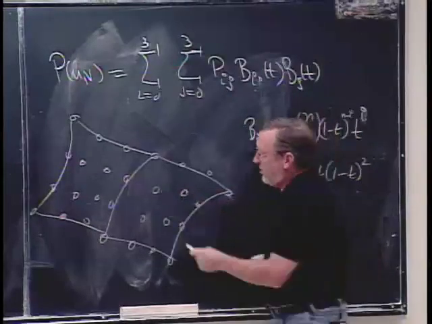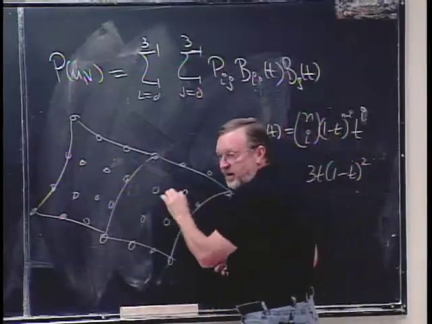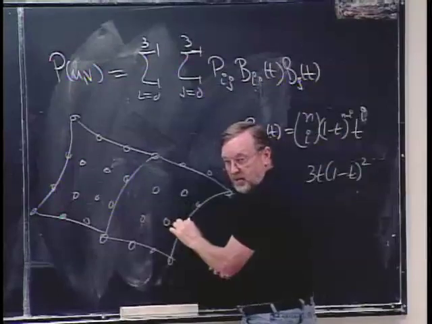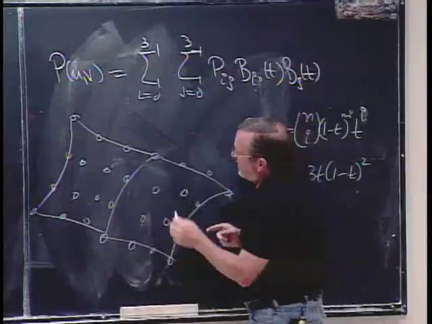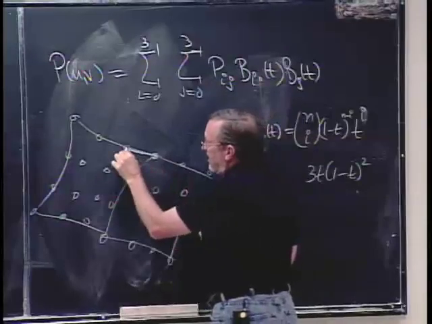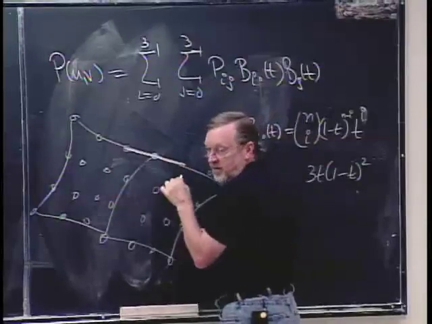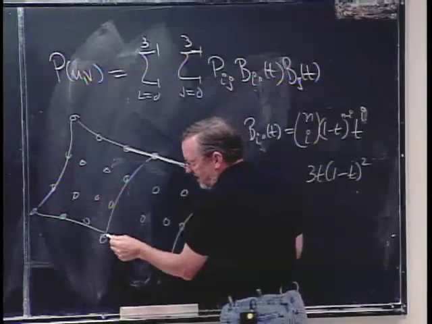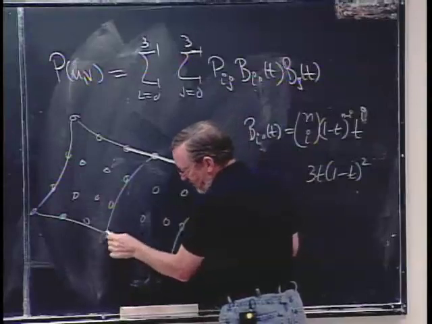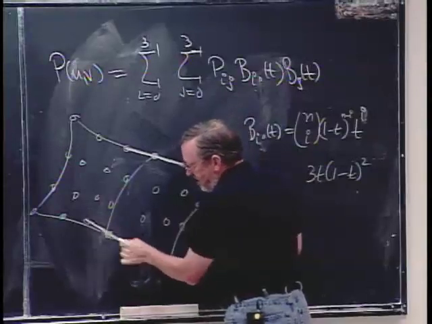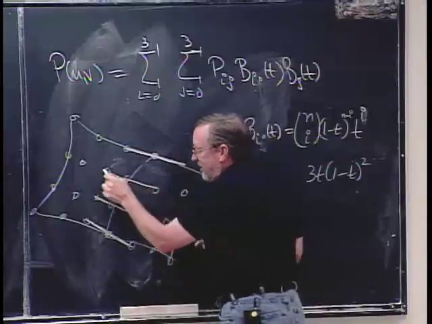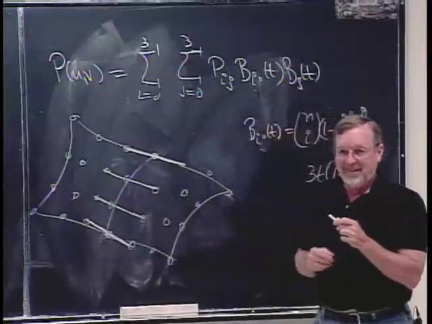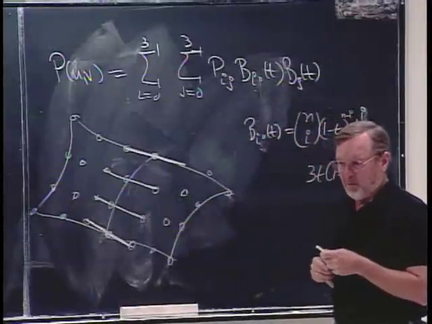But if I want to make sure that this thing is smooth going over here, that I don't get a seam or a cusp, I have to make sure that every single one of these things, that these guys are all collinear. I also have to make sure that these folks are collinear, and those folks are collinear, in order to get this thing smooth.